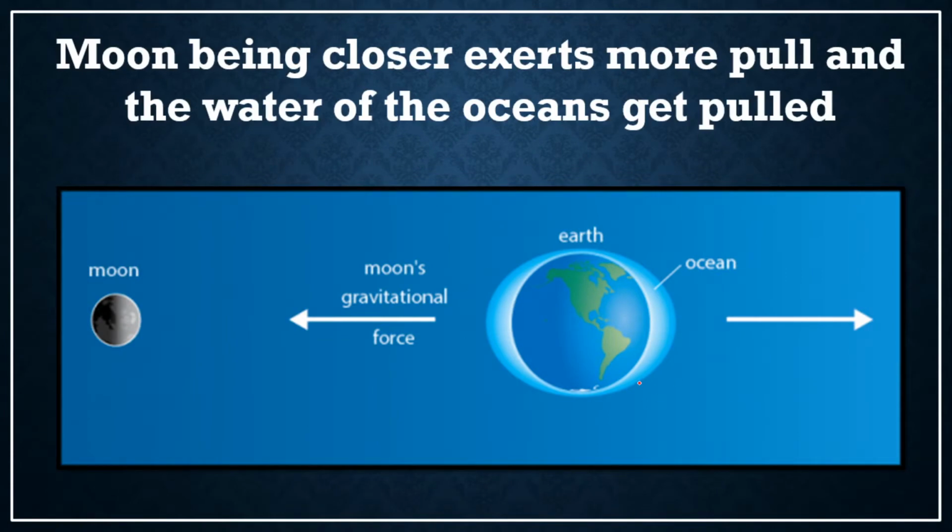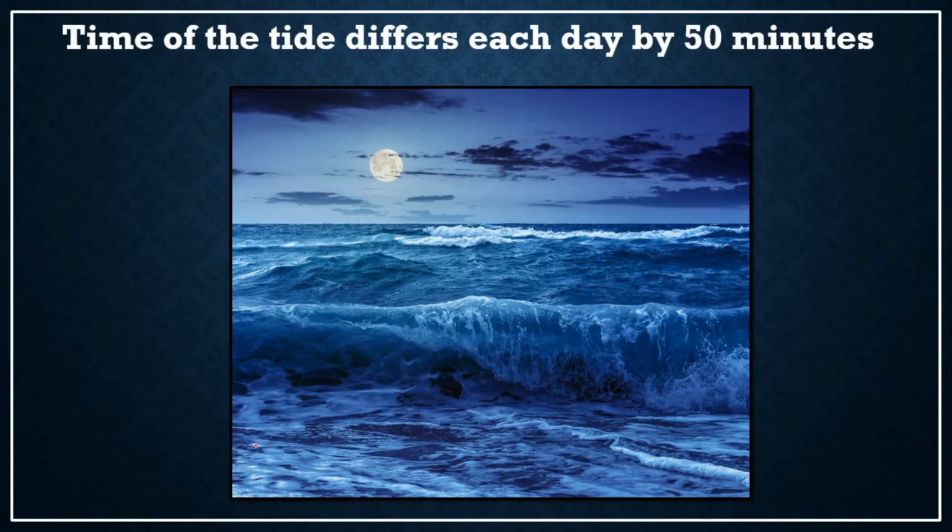Now, water being liquid can be pulled by the gravitational pull or attraction of the moon. So, the water of the earth nearest to the moon will be pulled by the moon, causing a pile of water on certain regions. People who are living on the seashore must have observed that the tides are occurring every day 50 minutes later than the tides which occurred on the previous day. About this, I'll be explaining a little later.